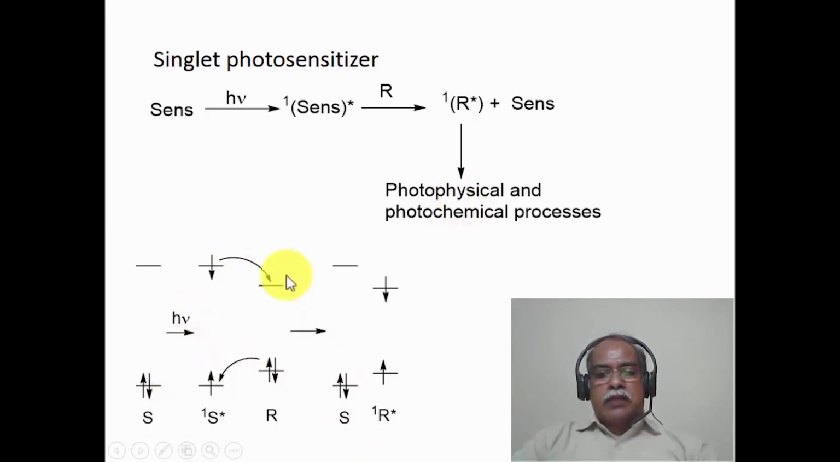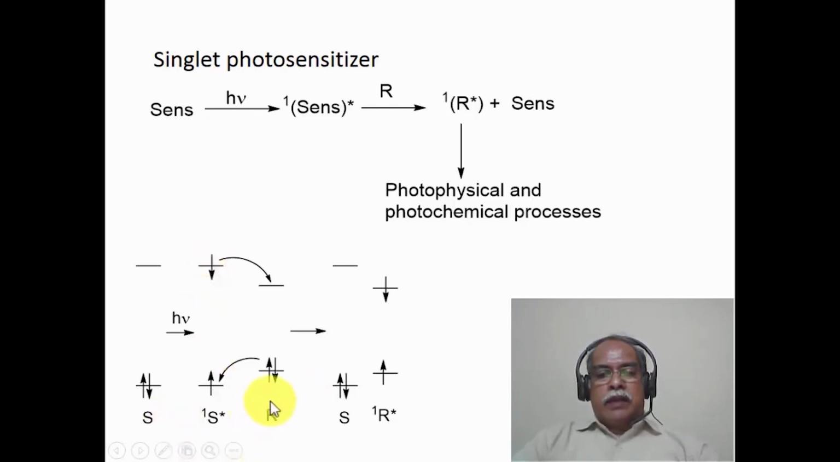This is a diagram which tries to explain the relative energy requirements of the sensitizer and the reactive molecule. Let us say, for example, this is the energy gap between the ground singlet state and the excited singlet state of the sensitizer. Upon photoexcitation, the singlet to singlet excitation takes place. This is the electronic configuration of the singlet excited state of the sensitizer. S stands for the sensitizer, and the number 1 star represents the singlet excited state of the sensitizer.